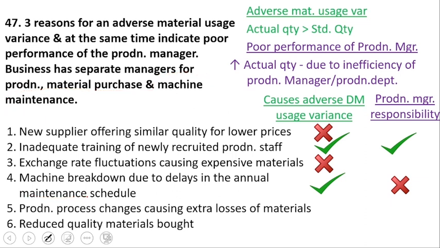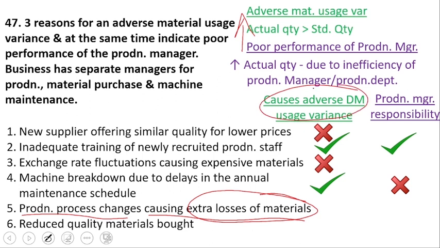Now reason 5, production process changes causing extra losses of materials. Whenever there is extra loss of materials, definitely the actual quantity will increase and hence it will cause a direct material usage variance. And since it is because of a production process change, which is the responsibility of the production manager, yes, this variance will be the production manager's responsibility.